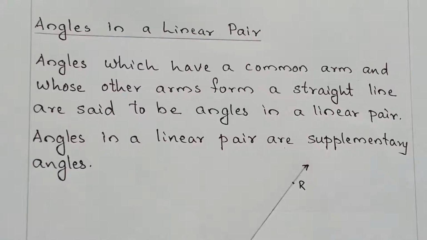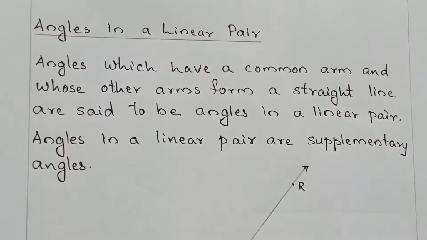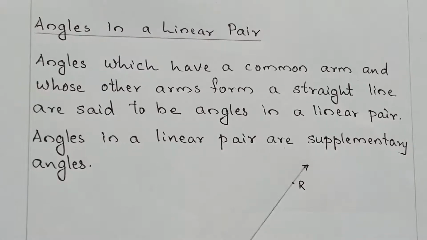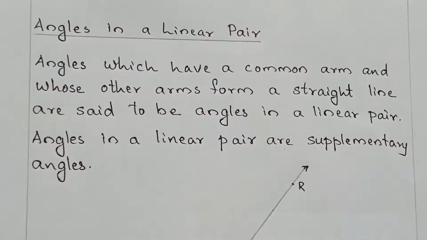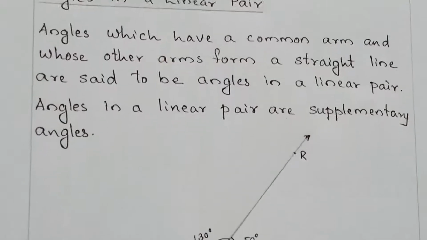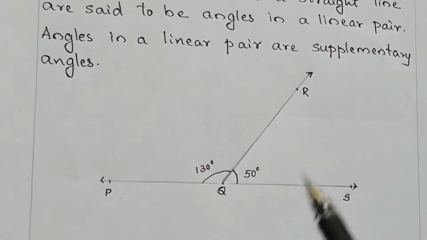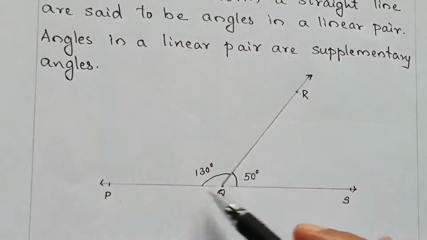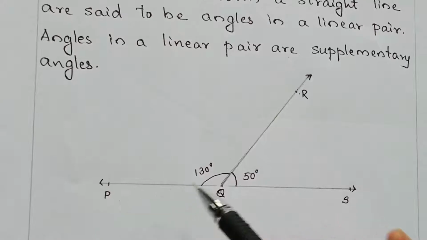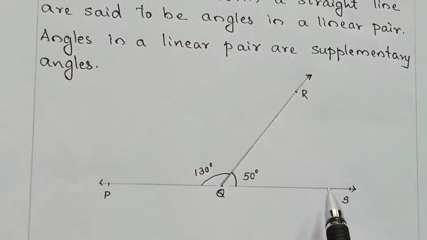Angles in a linear pair. Angles which have a common arm and whose other arms form a straight line are said to be angles in a linear pair. Angles in a linear pair are supplementary angles. Let's see that using a figure. Now these two angles, angle RQS and angle RQP, are angles in a linear pair or angles forming a linear pair.